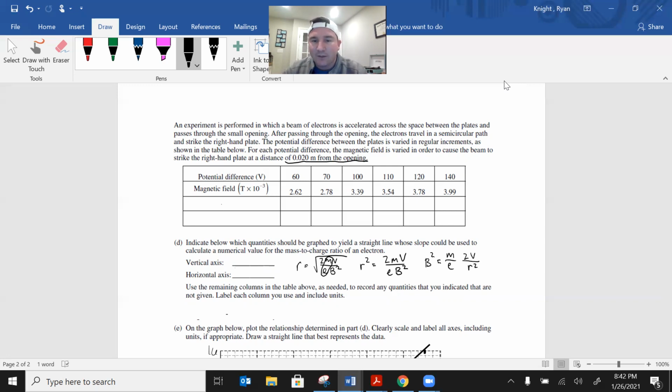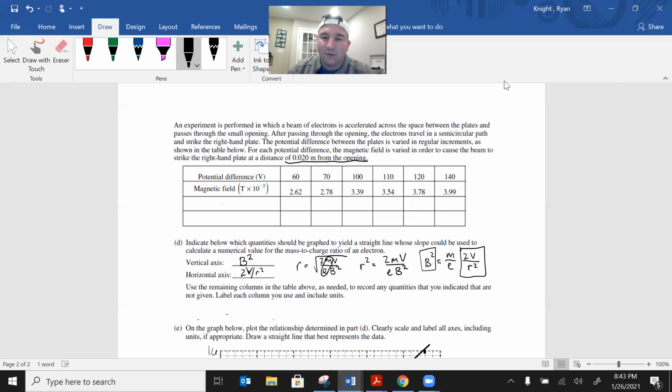And then if we plot B squared with 2V over R squared, our slope will end up being M over E. So my vertical axis is going to be B squared. My horizontal axis is going to be 2V over R squared. And this isn't the only way to do it. If you look at the solutions or the answer key, it puts just potential here, just V, which gives you a slope of 2M over ER.